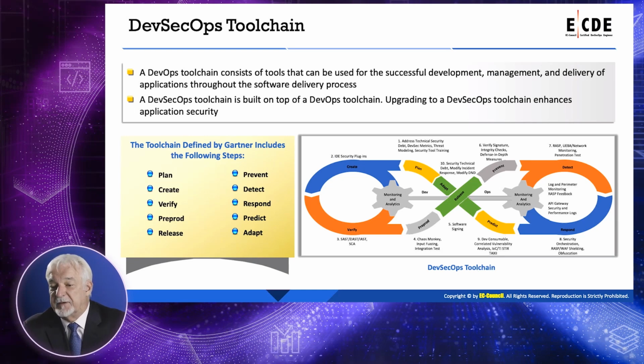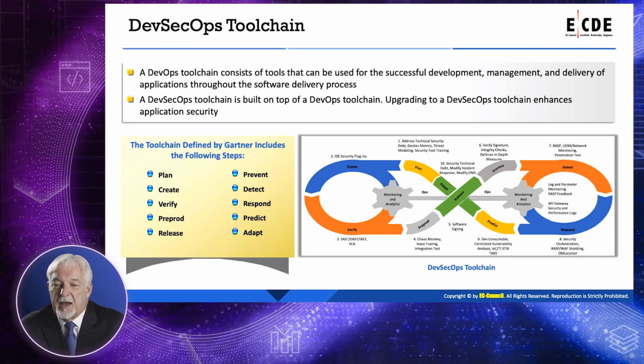Then we go out into the detect side, and we look at RASP, user and entity behavior analytics, which is almost like your endpoint monitoring, network monitoring, and penetration testing. In here, we look at log and parameter monitoring and RASP feedback. We have the code up in production, and now we want to know how it's performing in runtime, or real time. We have the API gateway security and performance logs that we look at.